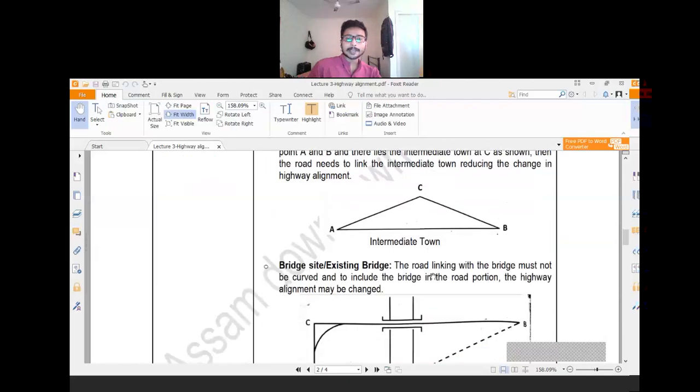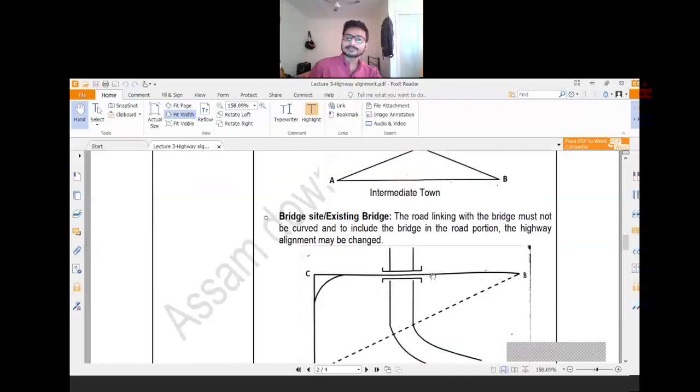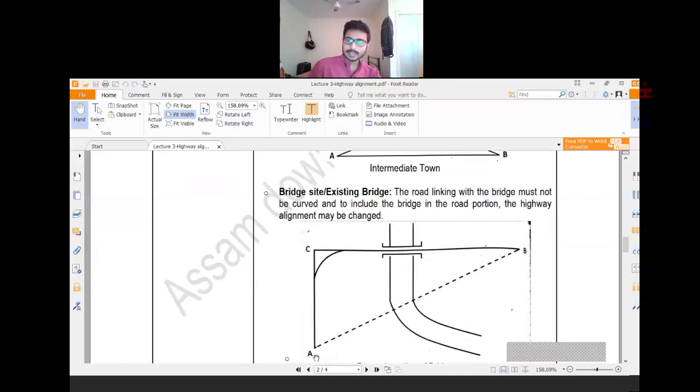The next one is bridge site and existing bridge. Suppose there is an existing bridge, then you need to construct your road in such a way that the site is covered. Here also A and B are there, but one existing bridge is there, and the construction cost of a bridge is very high. You can construct a new bridge anyway, but if there is an existing bridge, you need to take advantage of the situation and connect A and B to that bridge site.